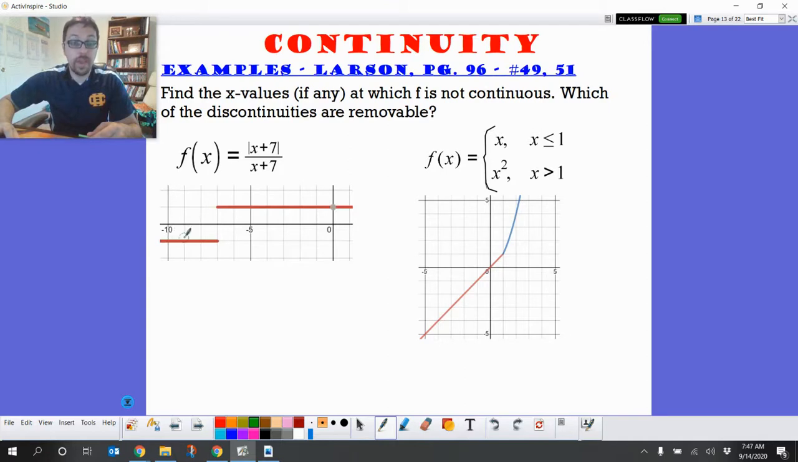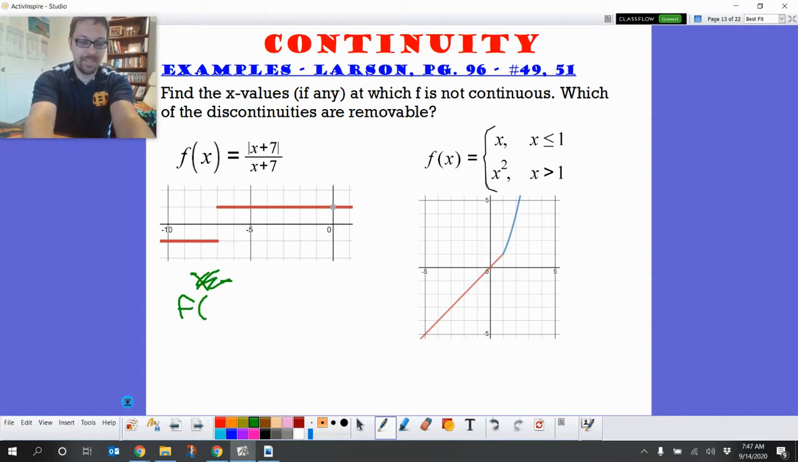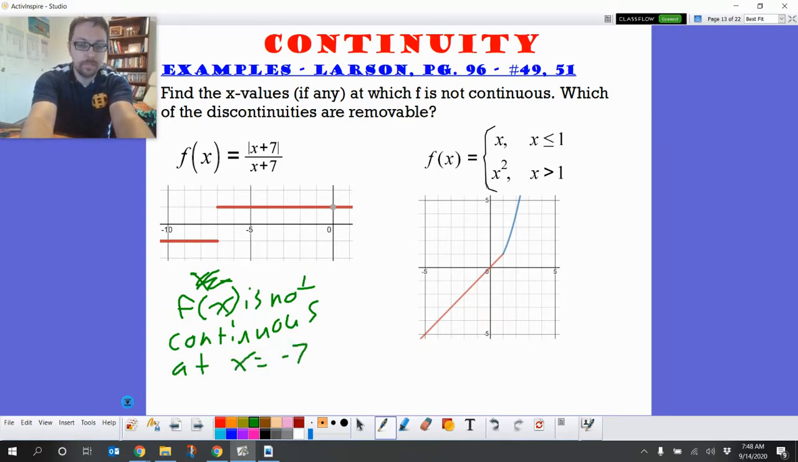Here's another example of that jump discontinuity. So we're coming along this way, and then we suddenly jump up there. So that is our point where it is not continuous. So the point is, f of x is not continuous at x equaling, what is that, -7? Yep. And is not removable.